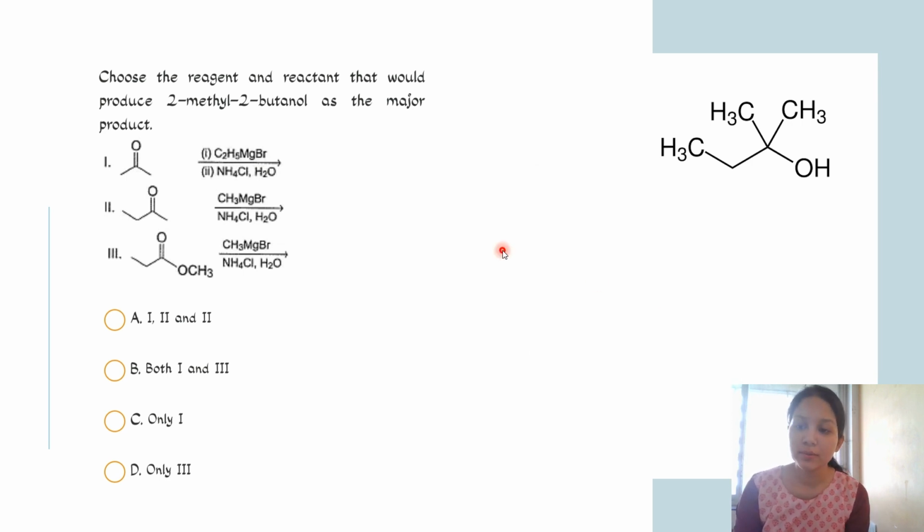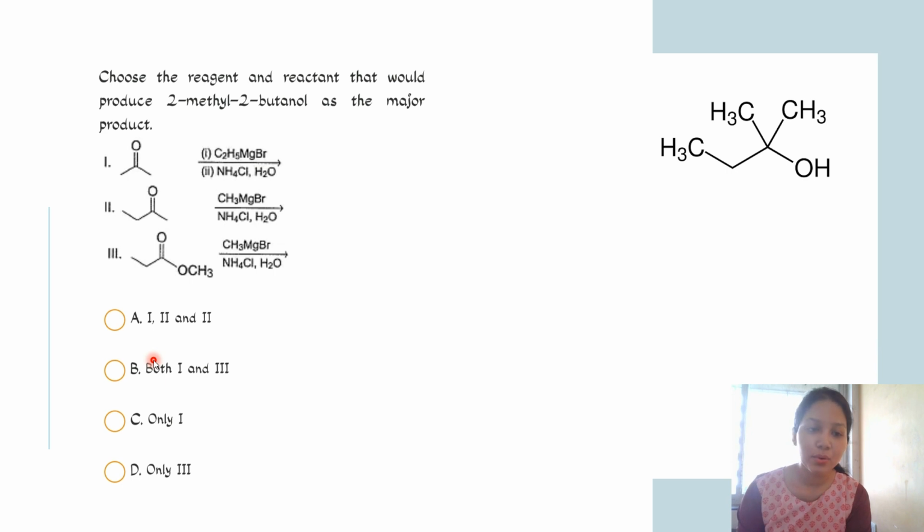Okay, so here is the first question of today's tutorial. Choose the reagent and reactant that would produce 2-methyl 2-butanol as the major product. So this is a question on synthesis of alcohol. You have to basically prepare this tertiary alcohol, and you are given three options. You just have to identify which option is going to give you this tertiary alcohol as a major product. So let us look at all the three reactions that are given to you. Then we will figure out the product and look at the correct option given.